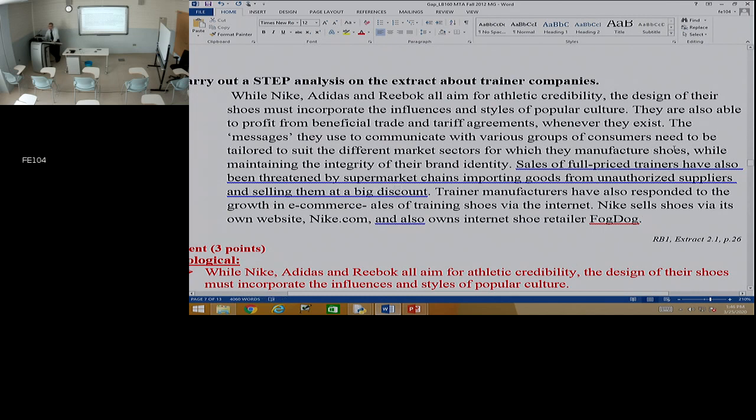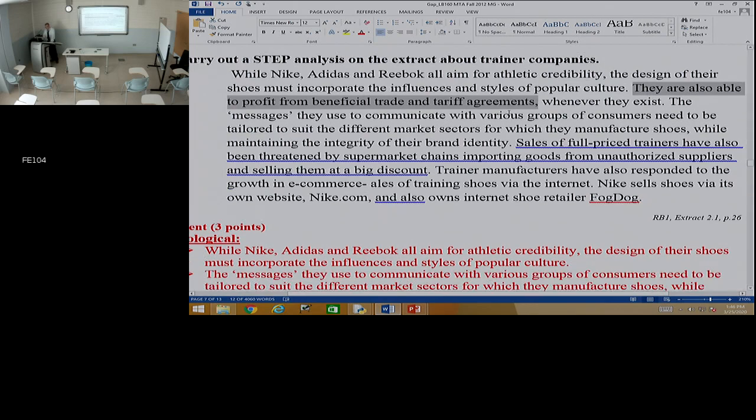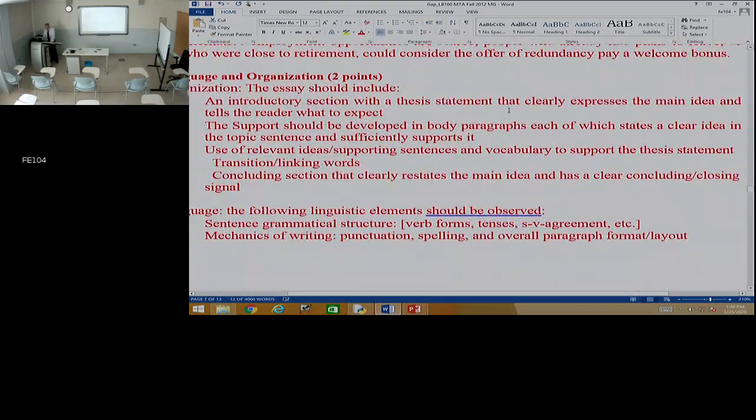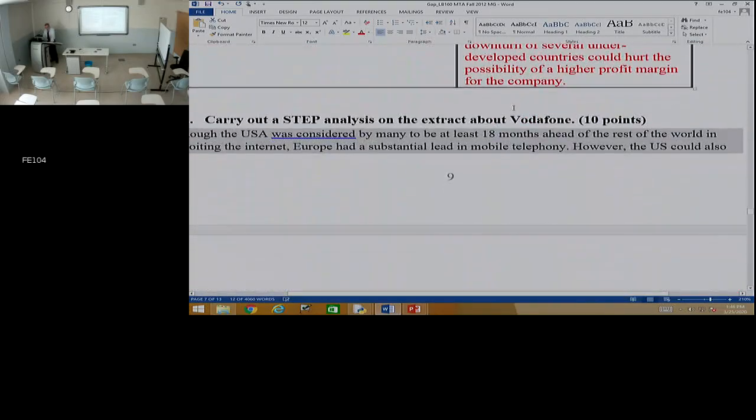Now we look for political. We have only one example, which is political. Political means rules. Here, they are also able to profit from the beneficial tariff agreement. That's the political example of STEP analysis. I hope that it's clear. What you need now is more examples of STEP analysis. If you would like to have another example, we can look here. Another example here.